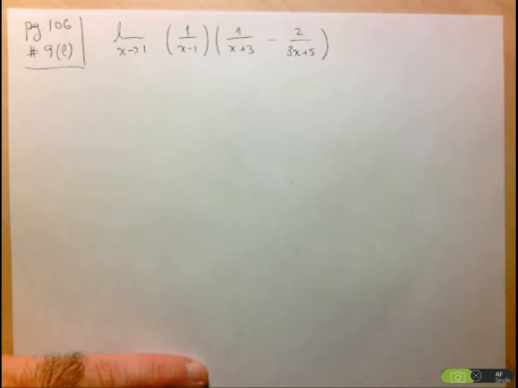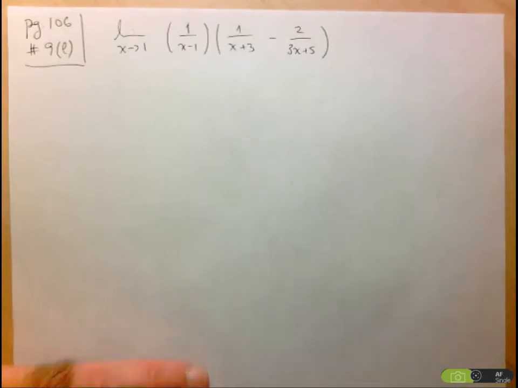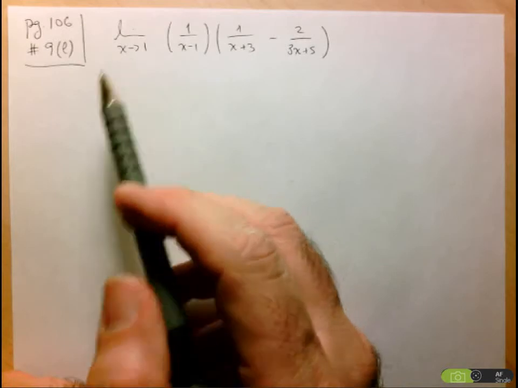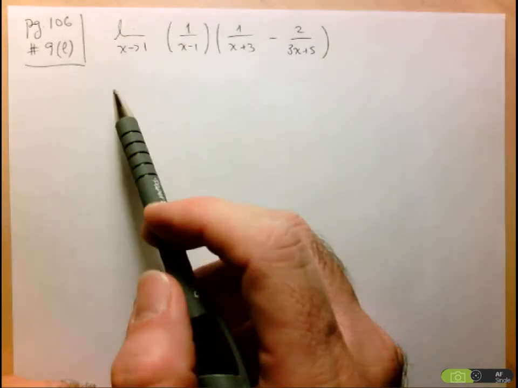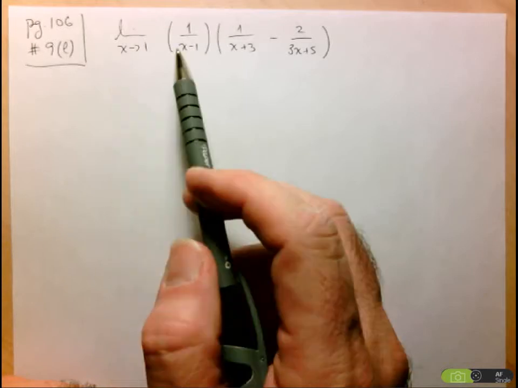Hi folks, we're going to take a look at page 106, number 9L. So we have this limit here. I notice right off that the denominator of that first expression approaches 0, so we do have an issue to contend with.